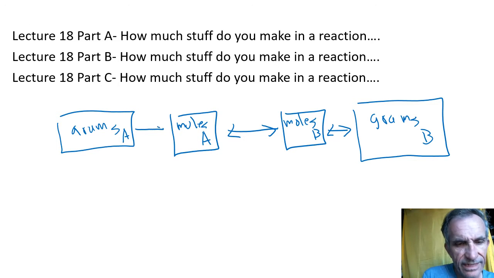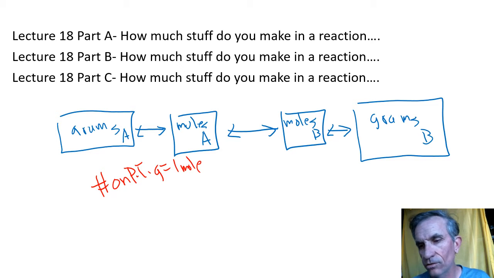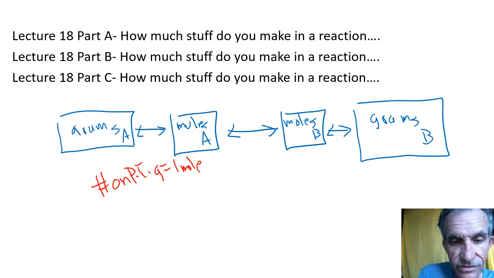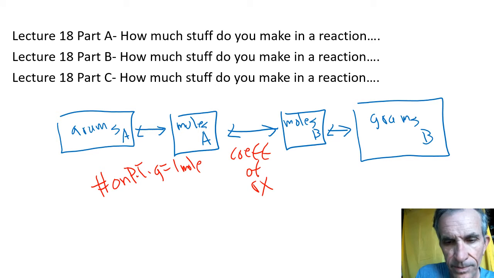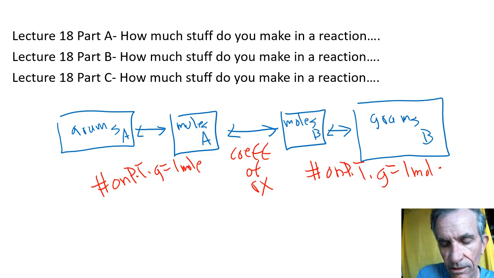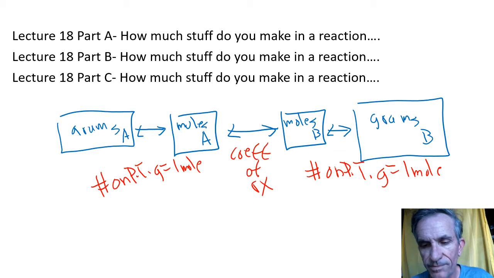Now, the first step, grams to moles, you use your number on the periodic table. That's how many grams makes 1 mole. Then moles of one thing to moles of something else, that's where we use the coefficients of the reaction. Rx is sometimes shorthand for a reaction. And then finally, moles back to grams. You look up the number, maybe you have to add up the numbers on the periodic table. That's how many grams makes a mole. All right, so grams to moles, moles to moles, moles back to grams.